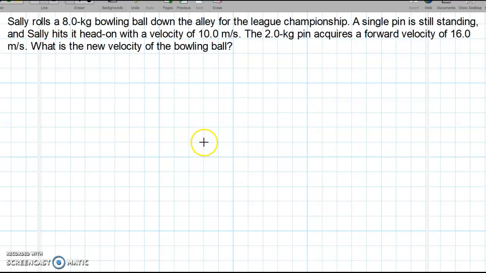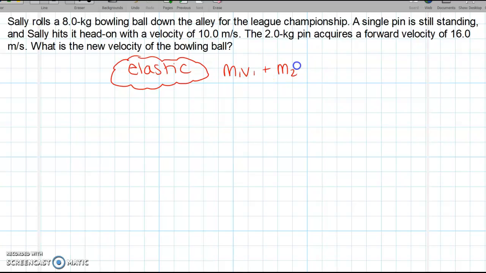So if you've ever been bowling, you understand that the bowling ball and the pin don't combine into one object. They actually separate out after they collide. So this is an example of an elastic collision. Our equation for that is m1v1 plus m2v2 is equal to m1v1 final plus m2v2 final. That's because our masses don't combine, they stay separated out.